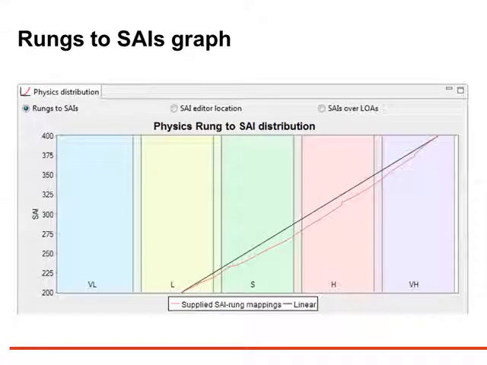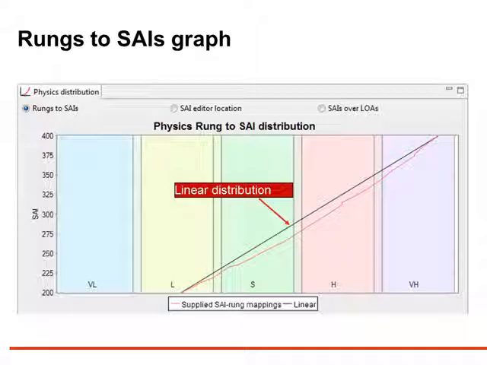The rungs to SAIs graph is useful as a first checking point. On this graph you'll see a black line and a red line. The black line shows where a linear distribution would lie. This line appears so that you can compare the actual distribution to a linear distribution. Unless the student group are only placed over a few rungs on the Form R6, most SAI distributions would not be linear.